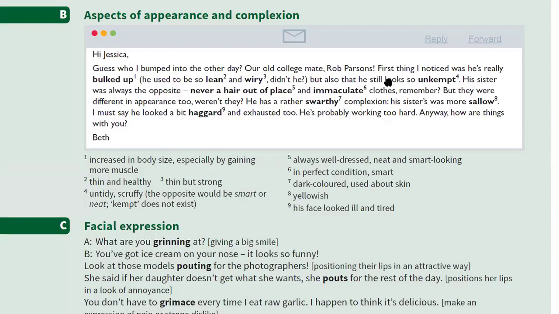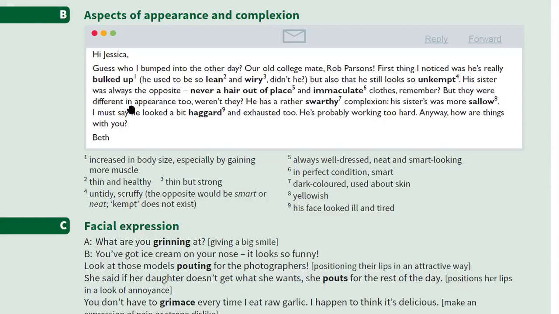Let's look at the other word, unkempt. Unkempt means untidy, scruffy. The opposite would be smart or neat. Kempt does not exist. So the word unkempt means untidy, someone whose hair is not done, who has not combed their hair, so we can say he looks unkempt.